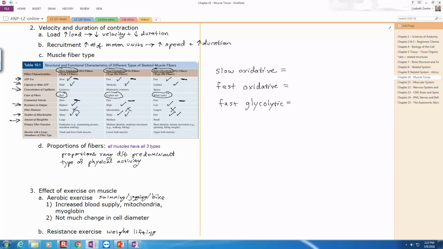Effects of exercise on the muscle. So aerobic exercise, we're talking about swimming, jogging, and biking. So you have an increased blood supply and mitochondria.